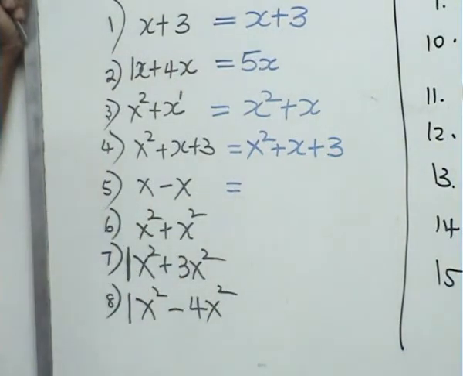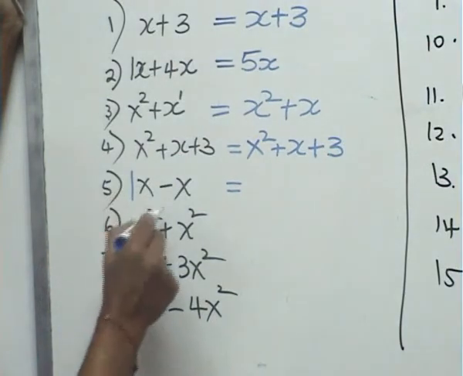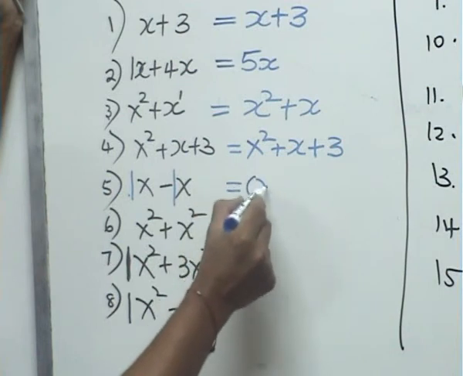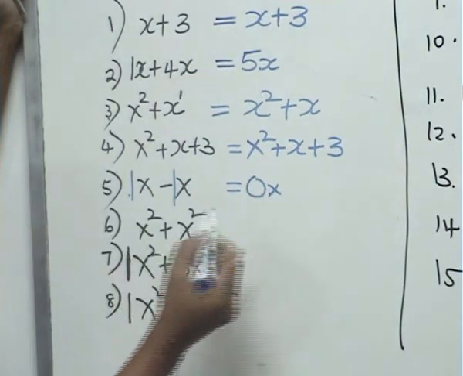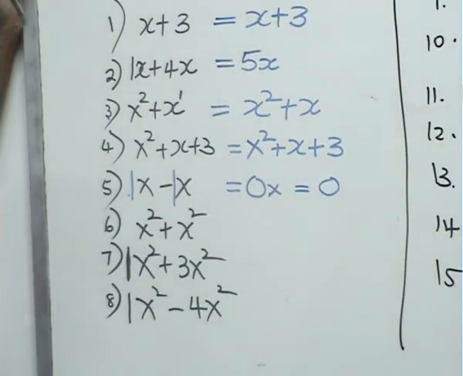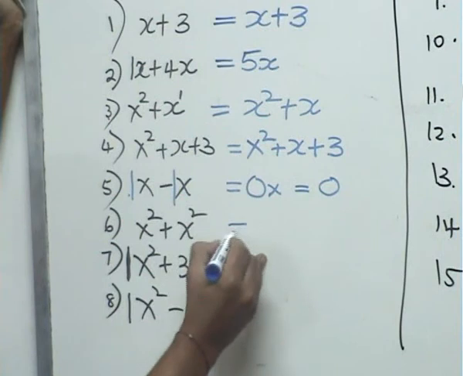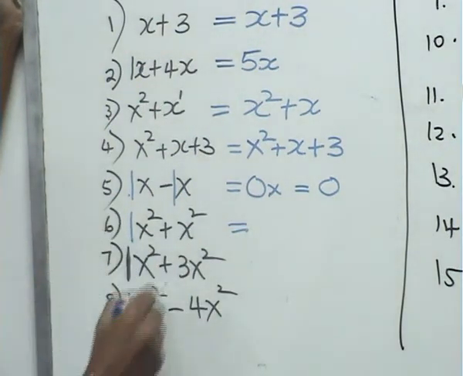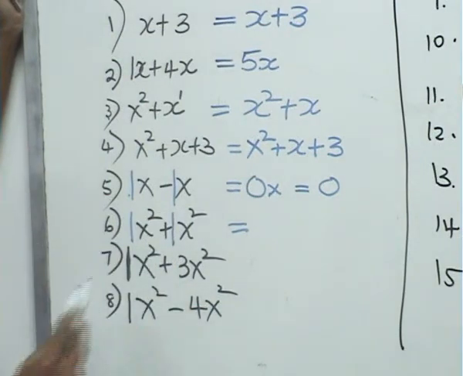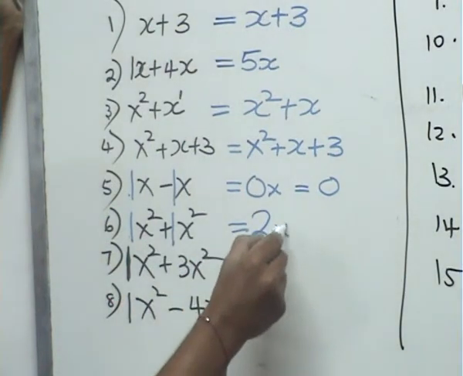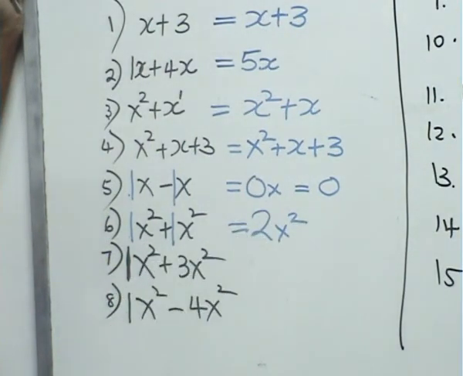Now, if you look at number 5, you have x minus x. These are like terms. So you have 1x minus 1x. So 1 minus 1 will give you 0, and then you write down the x one time. Well, 0 times x is 0. So the final answer is 0. If you take the next example, x squared plus x squared, they are like terms. This is 1x squared, that's 1x squared. If we add them up, 1 plus 1 is 2. So the final answer is 2x squared.